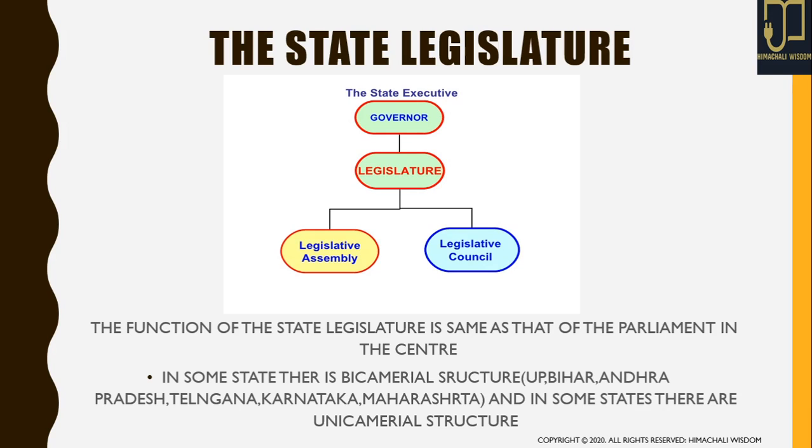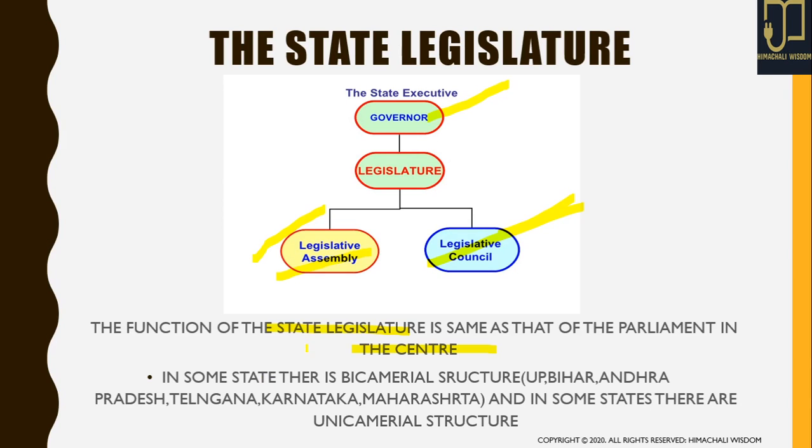So let's discuss about the state legislature, that how the state legislature will work at the state level. At state level we have two forms of the government, that is one is legislative assembly and the other is legislative council, and governor is the part of the state executive. Governor will work same as that of the president at the union level, and in the state legislature we have legislative assembly and legislative council. So the function of the state legislature is same as that of the parliament at the center. Just like we have legislative administration at the center, we have state legislature at the state level.